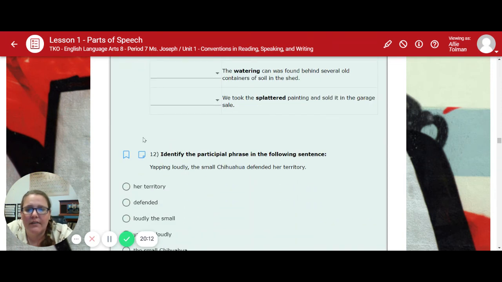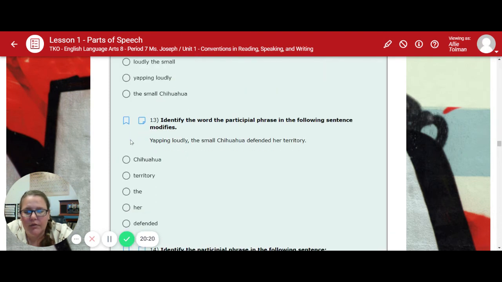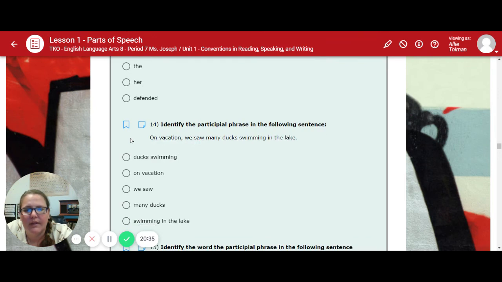Number 12, identify the participle phrase in the following sentence. Yapping loudly, the small chihuahua defended her territory. Number 13, identify the word the participle phrase in the following sentence modifies. Yapping loudly, the small chihuahua defended her territory. Identify the participle phrase in the following sentence. On vacation, we saw mommy ducks swimming in the lake.